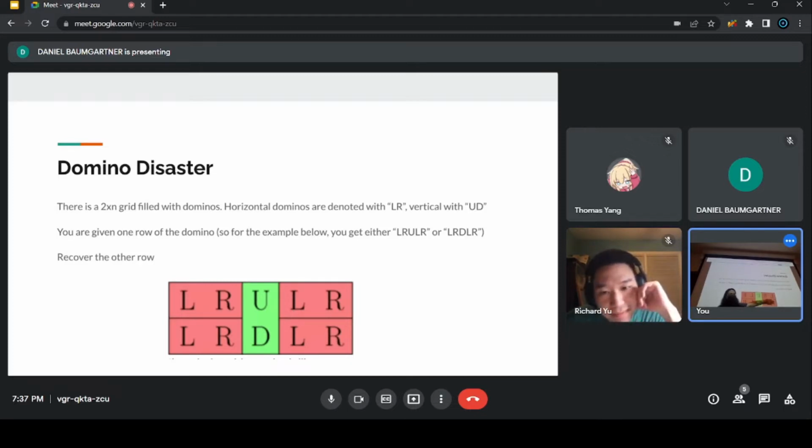We just, if it's L or R, the other row is also going to be L or R, and if it's U, then the other one's going to be V, and if it's V, the other one's going to be U. Yeah. So basically, that is the correct approach.